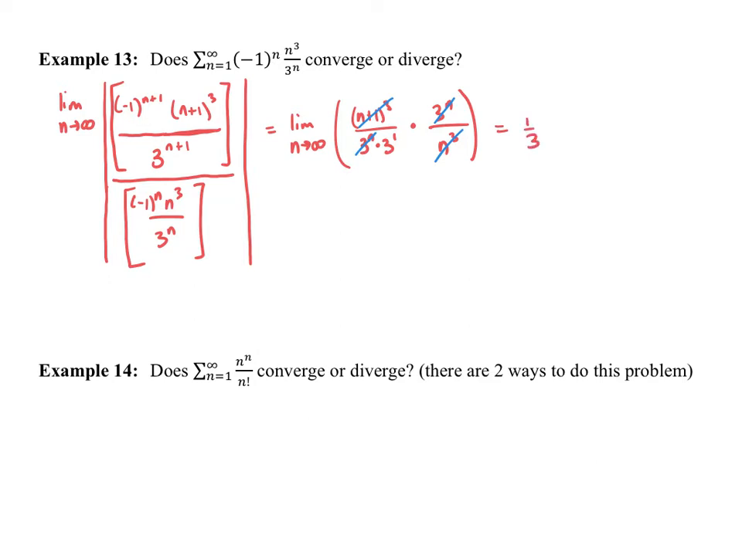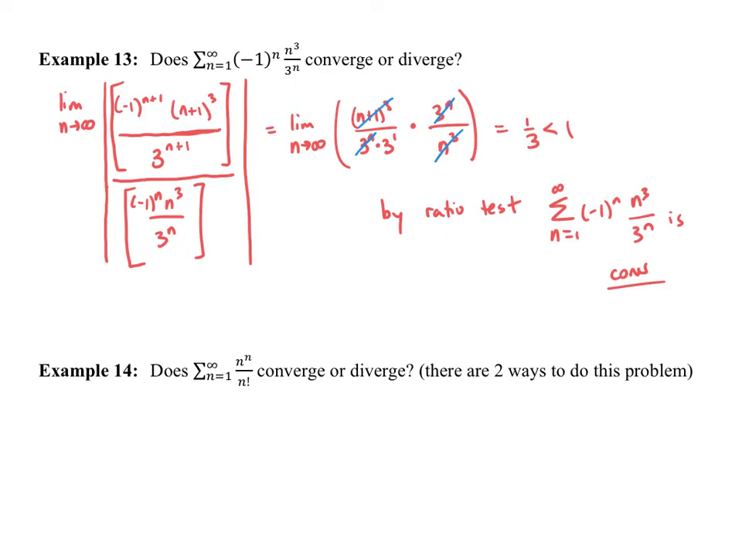And 1/3 is less than 1. And since 1/3 is less than 1, by the ratio test, this particular series from 1 to infinity of our alternator times n cubed over 3 to the n is convergent. So that's an example of the ratio test.